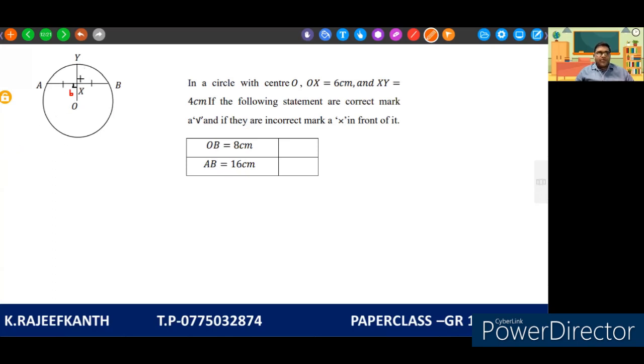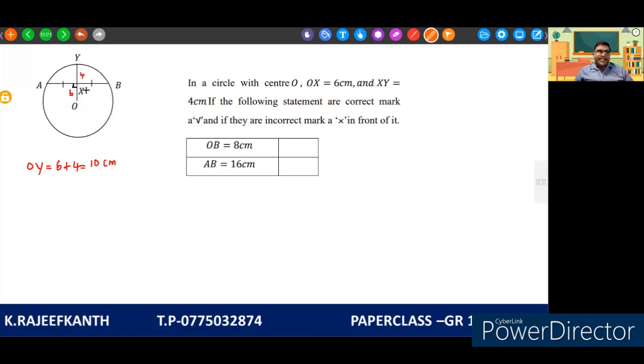And XY is equal to 4 centimeters. So here they have given OX is equal to 6 centimeters, XY is equal to 4 centimeters. Then we can find the length of OY, isn't it? Because the sum of this OX and XY is equal to OY. So OY is equal to 6 plus 4, that is 10 centimeters. Here in this circle, OY is a radius. So now we found the radius of this circle, 10 centimeters.